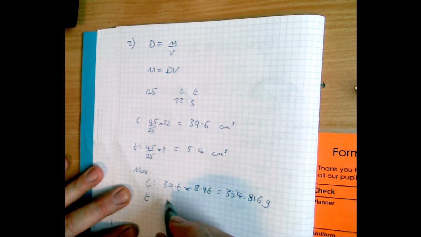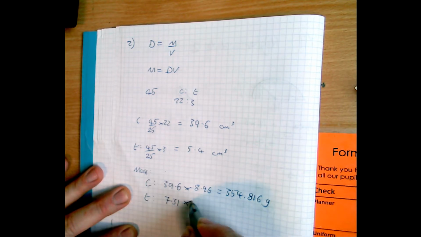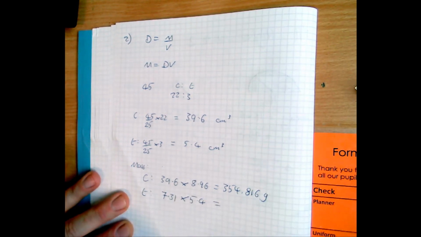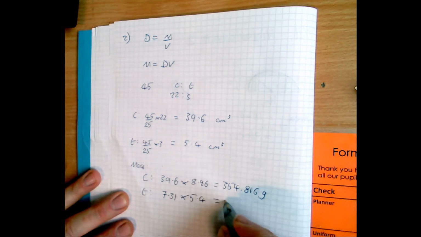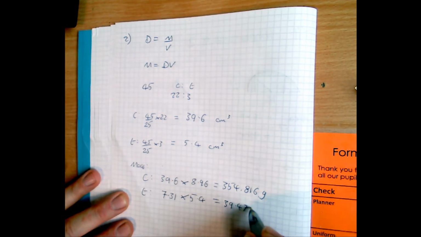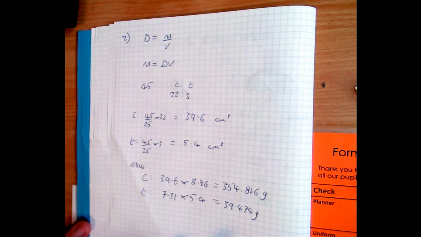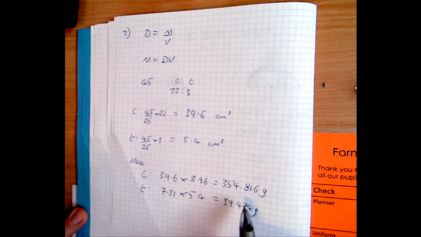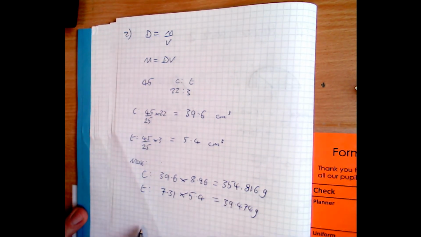And the tin, density multiplied by volume, 5.4. 7.31 times 5.4 is 39.474 grams. The question doesn't say how to round, and 3dp isn't ridiculous, so I just wrote everything that was on the computer screen. No, the calculator screen.